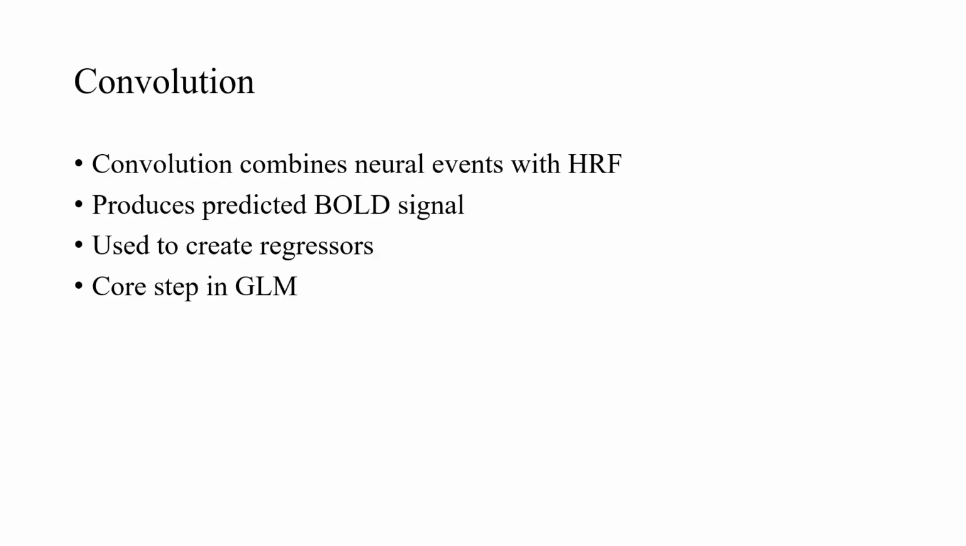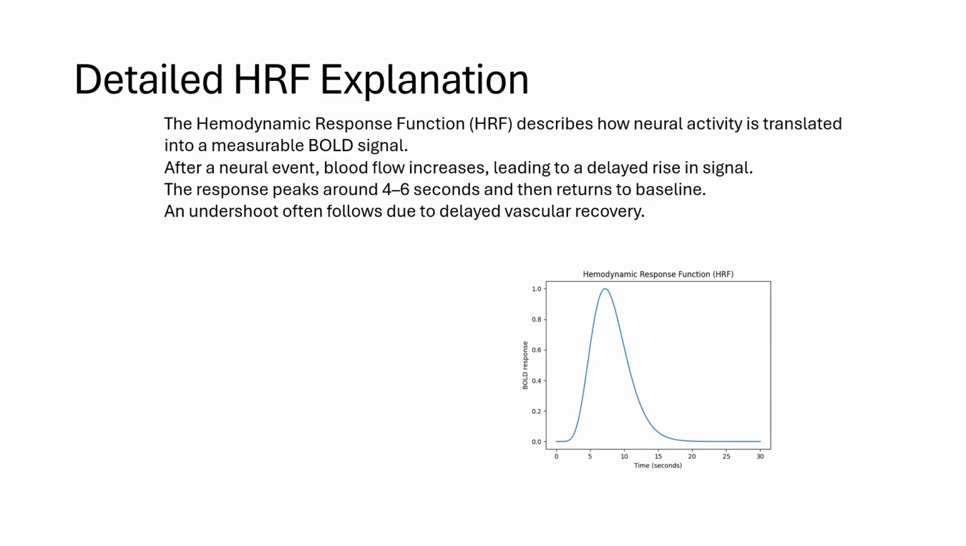Now, one of the ways in which we can work out the HRF function is through convolution, which basically combines and overlaps the neural events with the HRF. It produces predicted BOLD signals within the areas where the brain is active, and it is used to create regressors that will help us model the response, or model the HRF function. This is one of the core steps in the generalized linear model that is used to analyze the fMRI data. This is basically the explanation of the HRF.